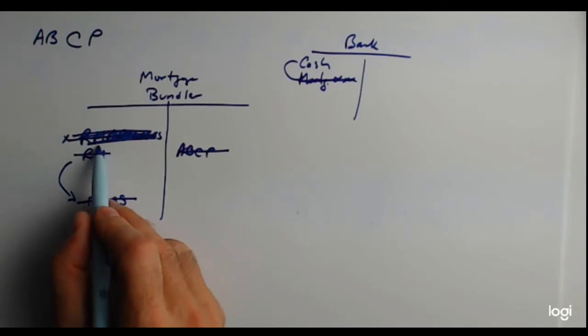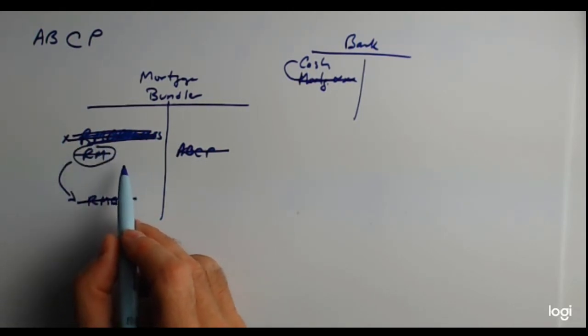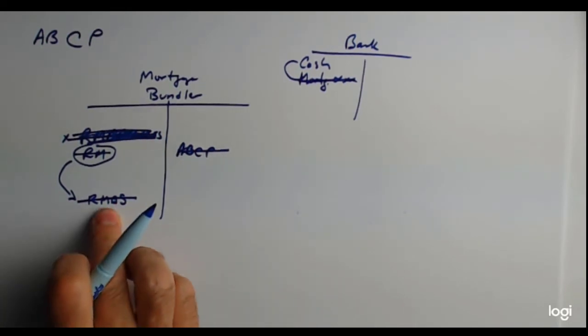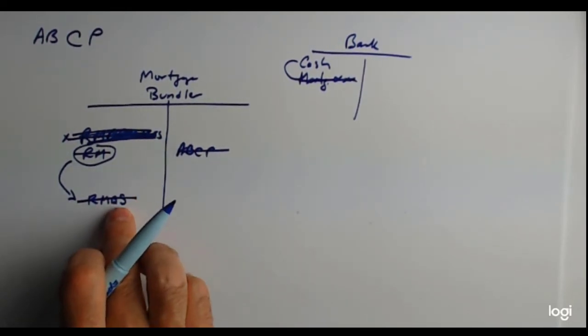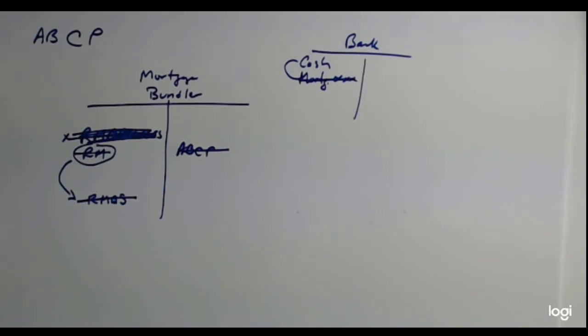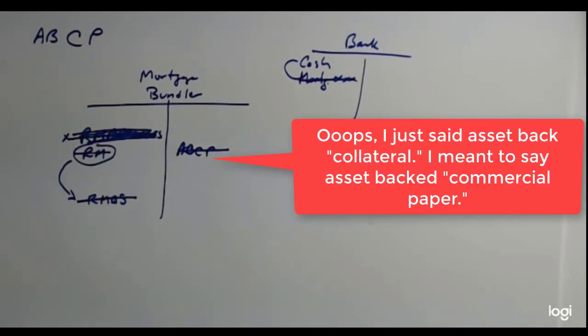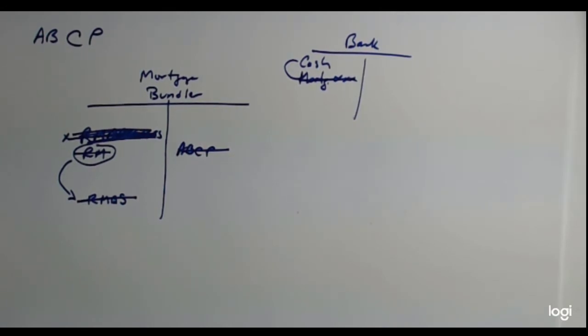It's going to be backed by these mortgages, and then eventually backed by these residential mortgages until it's sold. And then when those mortgage-backed securities are sold, it'll pay off that asset-backed collateral. That's where the word and the concept of asset-backed commercial paper comes into play. And by the way, this is a form of a shadow bank. A mortgage bundler is an example of a shadow bank.